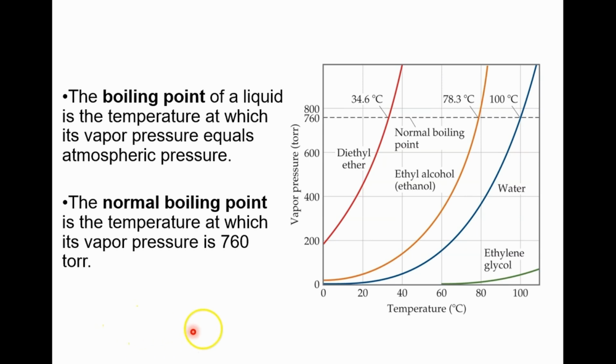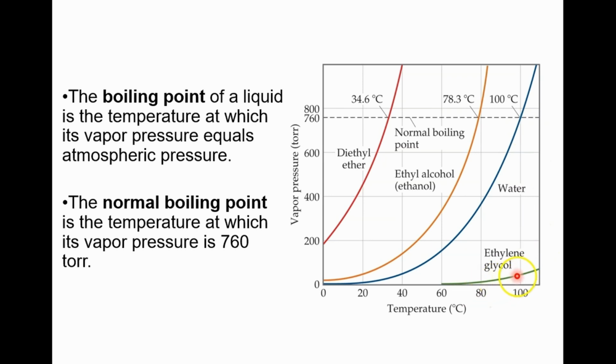So here we see the normal boiling point for various substances. Here's water, and what's magical about this 760 torr? Yeah, that's our normal atmospheric pressure. And you can see as pressure decreases, so does the temperature. So we're at mile high here, and we don't always get water boiling at 100 degrees Celsius.